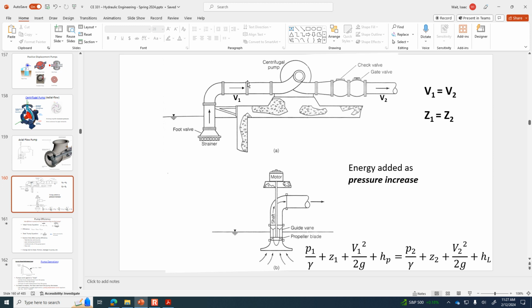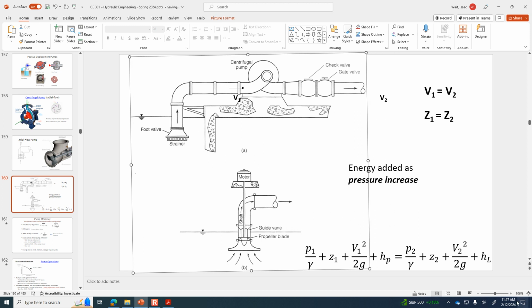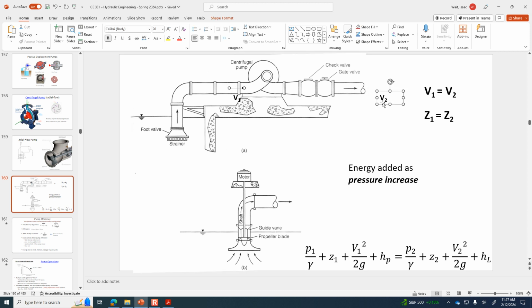If we were saying now location 2 is some distance downstream, so if this is location 2, the energy at 1 plus the energy added by the pump minus the losses is equal to the energy at 2. So always keep the directionality of the energy equation in mind, that 1 is upstream, 2 is downstream. Any questions so far about pumps or the energy equation?